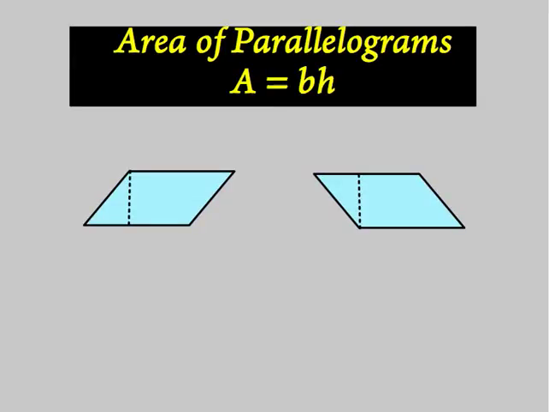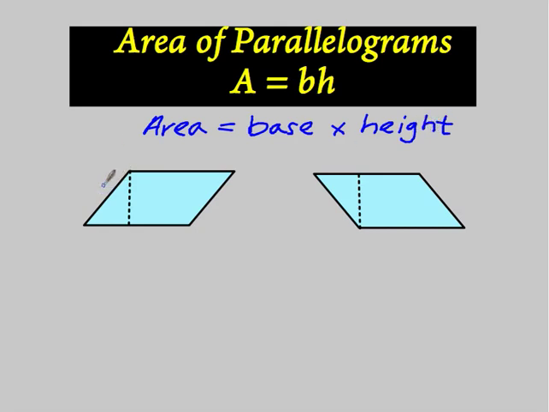So let's begin. Up here we have our formula. Area equals base times height. We remember in algebra, whenever two variables or two letters are next to each other, it means to multiply. So area equals base times height. So we have to determine what our base is and what our height is, and then all we have to do is multiply.